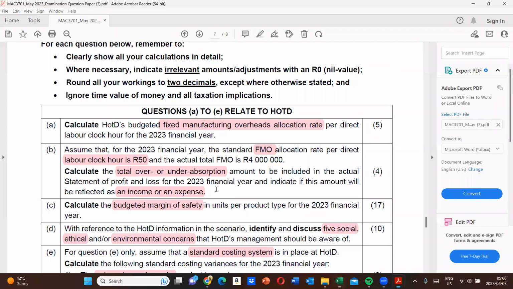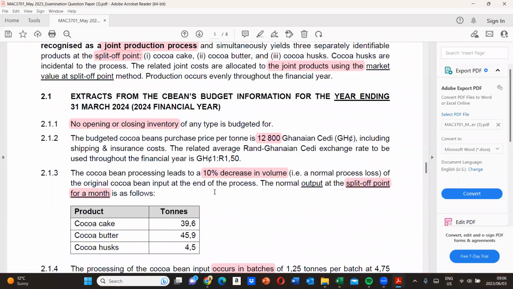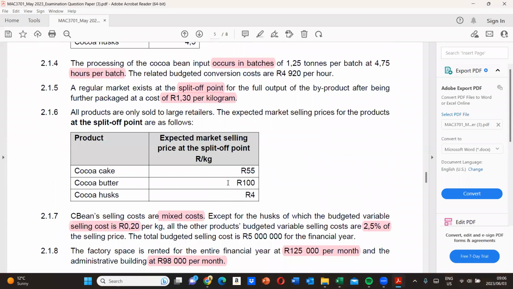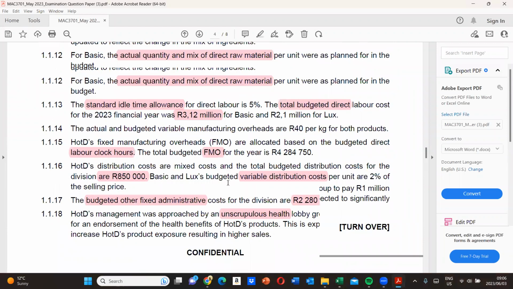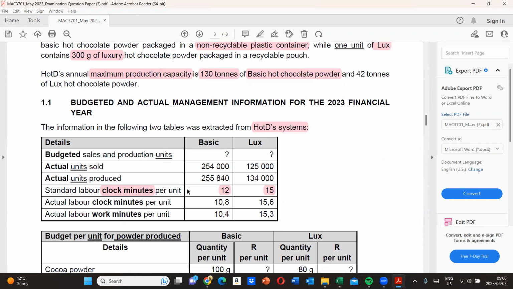So the fixed manufacturing overheads now, we're going to need the units produced. Remember, we multiply our allocation rate by the units that they actually produced there. All right, so let's quickly see how many units did they actually produce. Can you guys see, right, in this regard? So units produced, right? 255,840. These are the units that they produced.